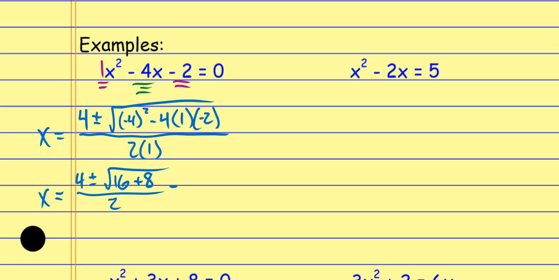And now the next step, I simplify what's under the square root by adding it together. That's a 24. Now I simplify the square root the same way I always simplify the square root.